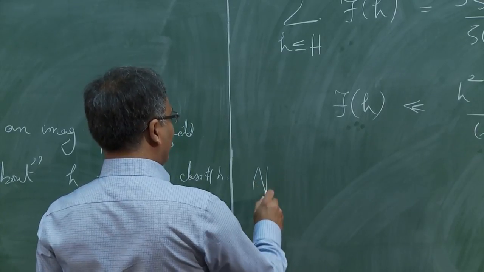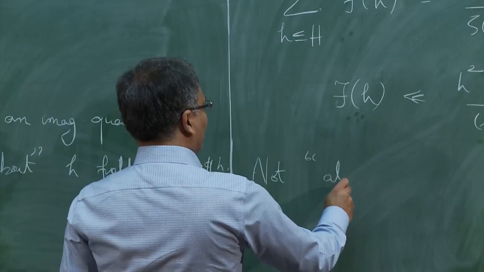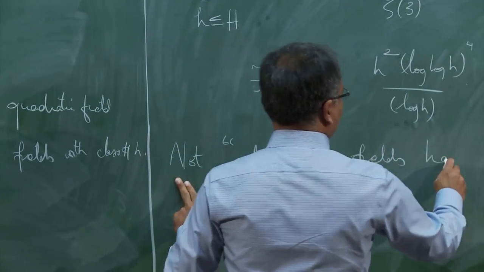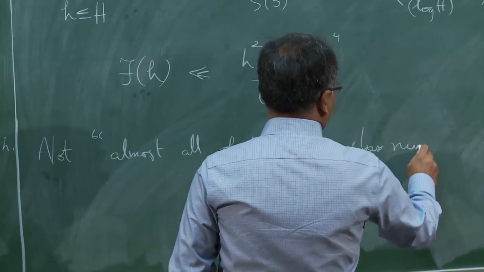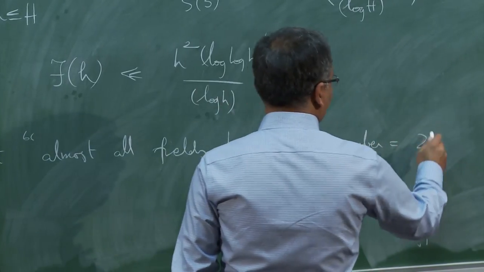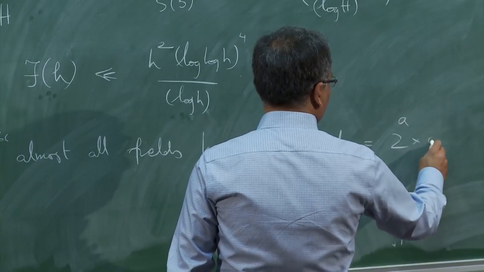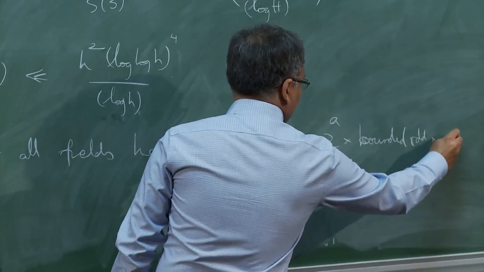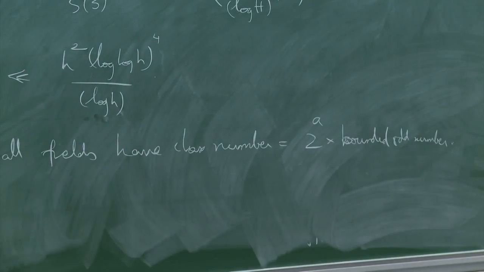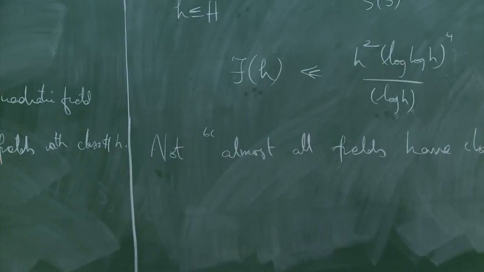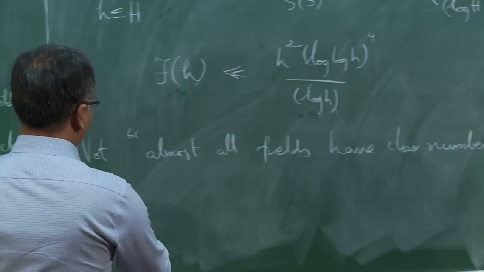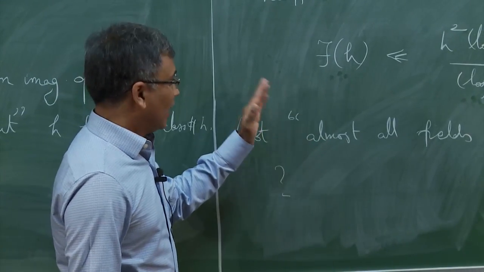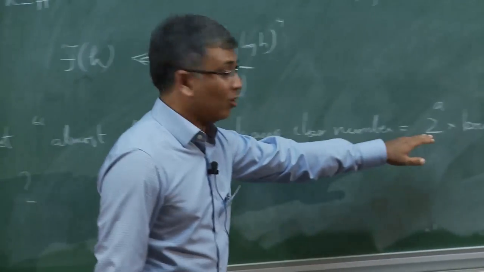I don't quite know how to put my quantifiers here. Let me say this, although it sounds idiotic. Not almost all fields have class number equal to a power of 2 times a bounded odd number. But if you ask for the same question, so I hope it's clear what this means. Actually, there's a zero density of fields whose class numbers are a power of 2 times a bounded odd number.